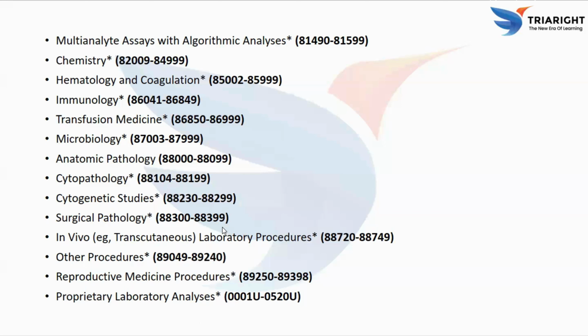And in vivo laboratory procedures. So the code ranges are 88720 to 88749. So these are the tests which are performed directly on the patient. So examples like transcutaneous bilirubin, breath testing, and there is no specimen removed here. This is a very limited code range of these procedures.